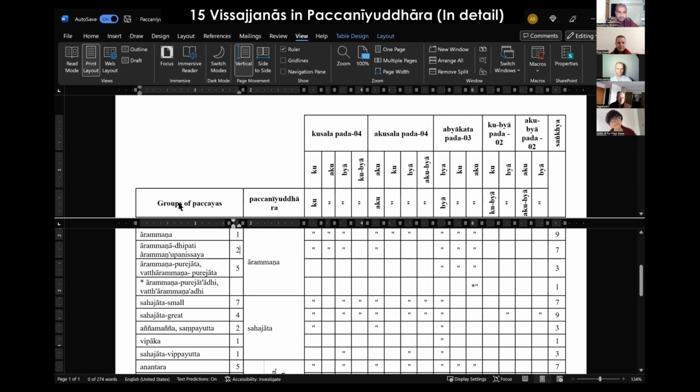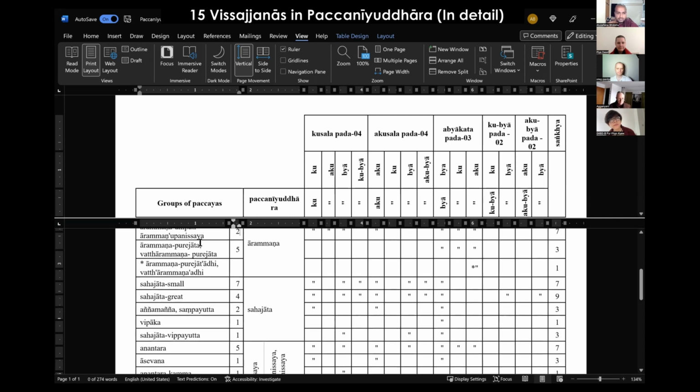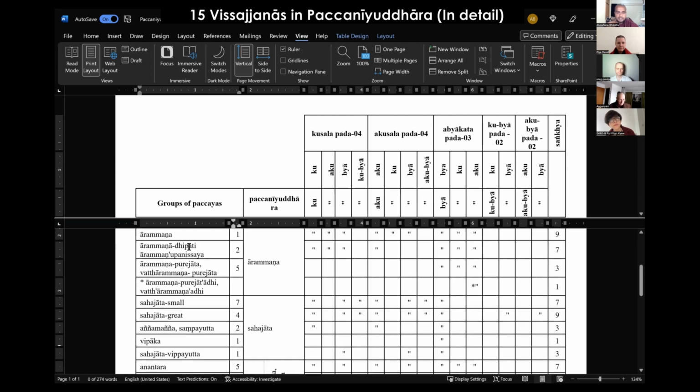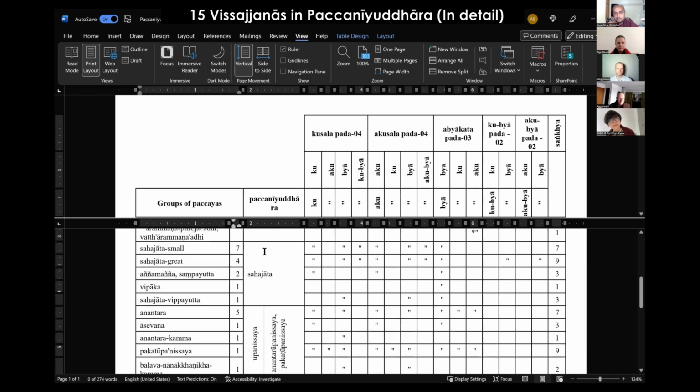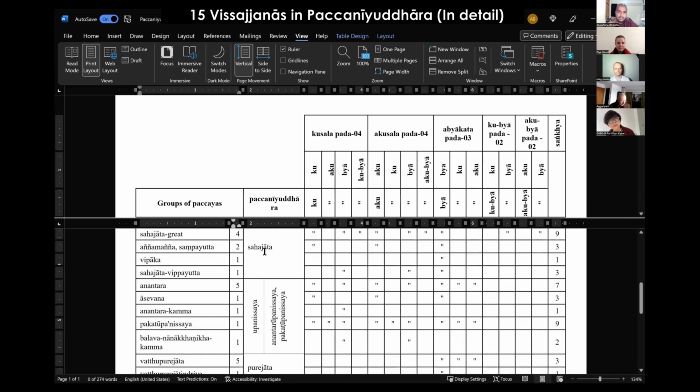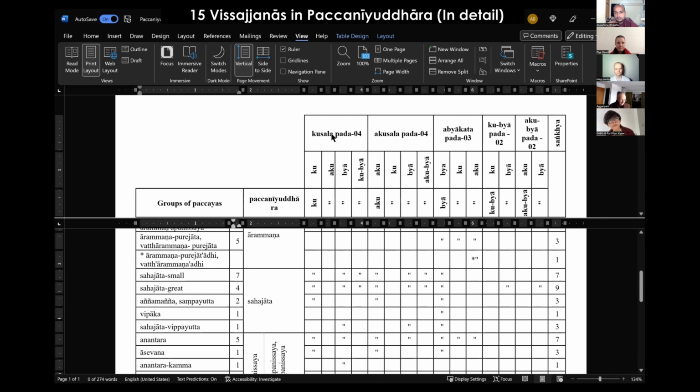If you go through this, the first column shows the group of Paccayas, which means the 56 Paccayas we learn in Myanmar. And then this column shows the Paccanīyuddhāra, which means the Paccayas which come in the Paccanīyuddhāra chapter, which we are discussing at the moment. And here it shows the combinations: the 4 Kusala Pada, 4 Akusala Pada, 3 Abyākata Pada, 2 Kusala Abyākata Pada, and 2 Akusala Abyākata Pada.